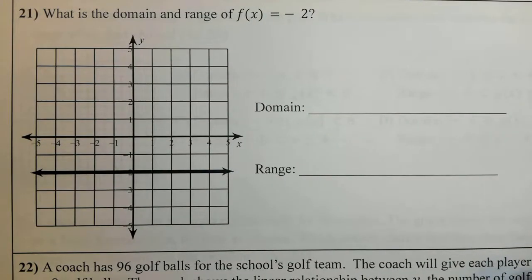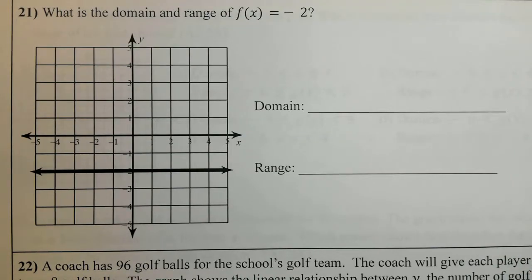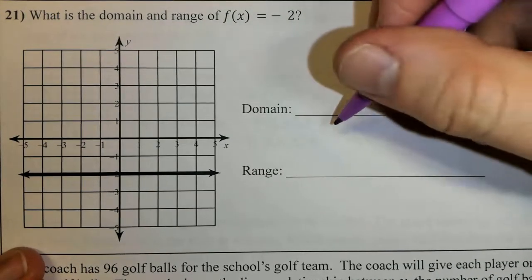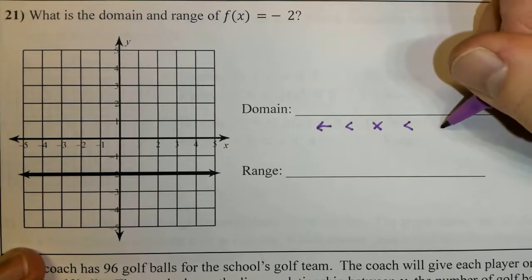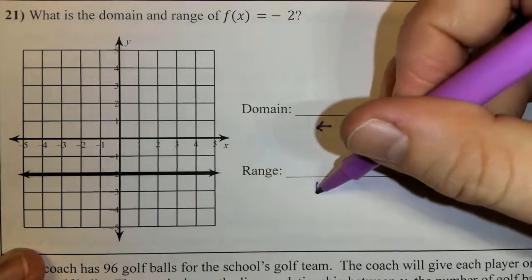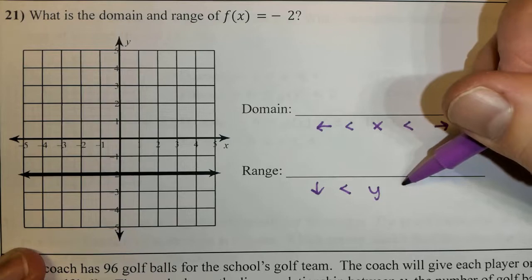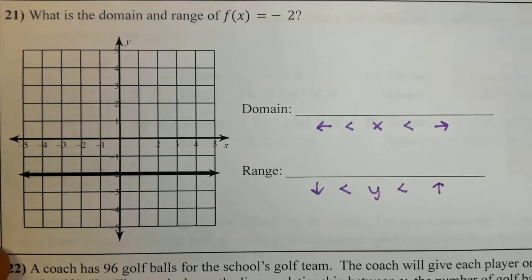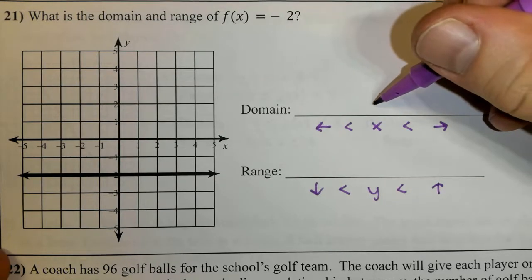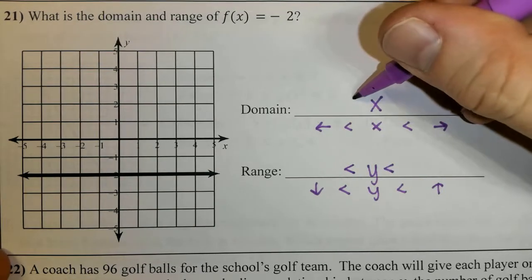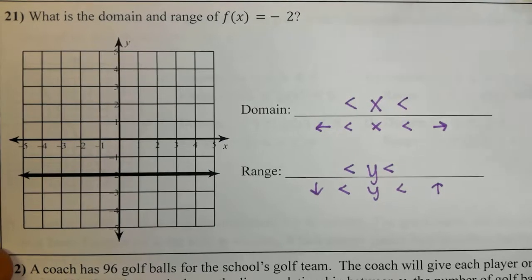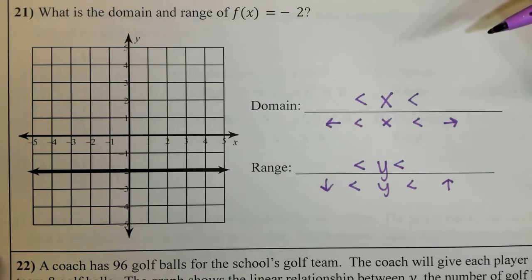21. Domain and range. Oh, we've done this one before. It just, the graph was in a different spot, right? So again, we know domain is left less than x less than right. Range is bottom less than y less than top. Okay? So I'm going to go ahead and put x in the middle, put y in the middle, less than, less than, less than, less than. Okay. All right, cool. Got my setup.